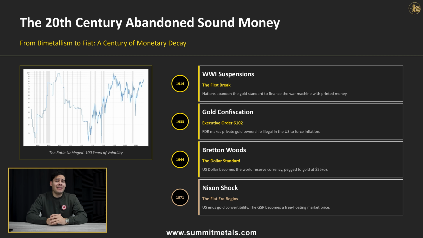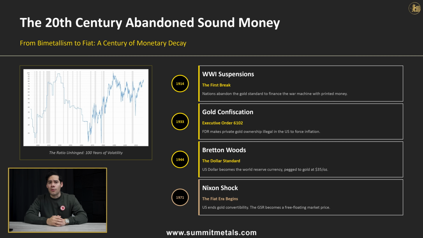It started in 1914 when nations suspended the gold standard to finance World War I. Then in 1933, President Roosevelt made private gold ownership illegal in the United States, seizing the nation's gold supply. Less than 100 years ago. It can happen again. The system was patched up at the Bretton Woods in 1944, making the dollar the world reserve currency. But it was still pegged to gold.